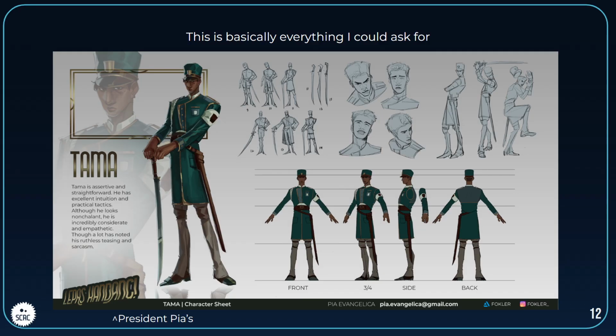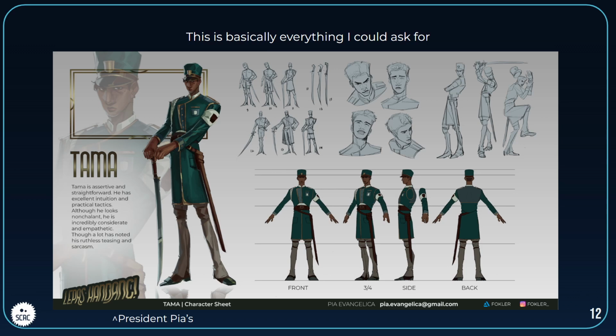So big shout out to Pia, because we have the plain turnaround, A pose, very neutral, then to the side, we have a good rendered version, so if I moved on to the texturing stage, I would kind of know what we're going for there. Additionally, we have some expressions, so I can see, okay, what does the mouth look like? What should I be going for with teeth, eyes, all that.